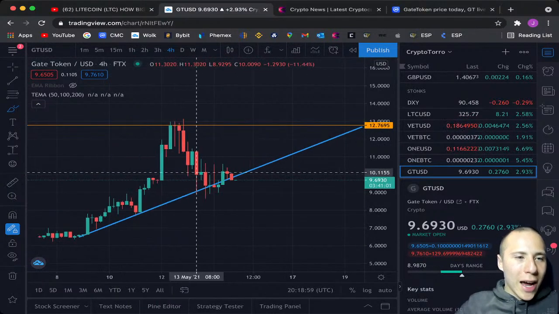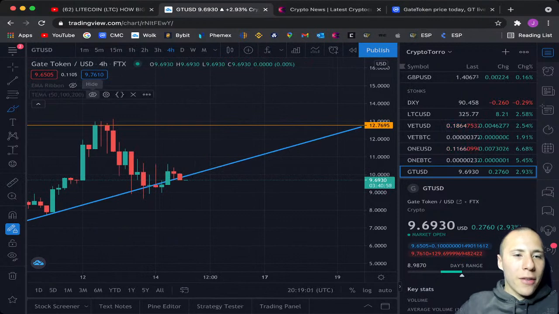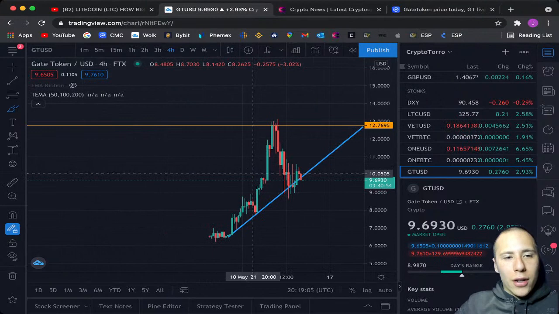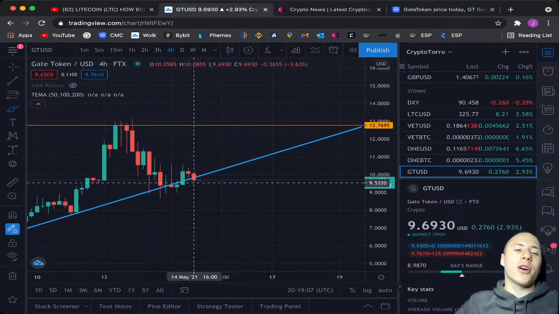And lastly, I would like to look at the moving averages. Let's take a look at those. Oh, those are not working on the current chart.